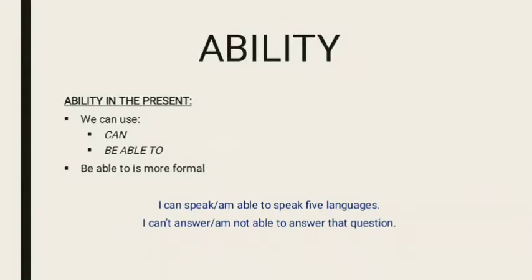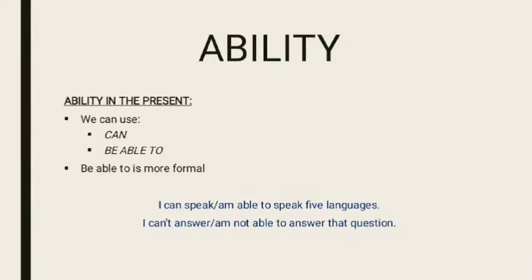Yang pertama, there are modal verbs which talk about ability. Jadi ada modal verb yang menjelaskan tentang kesanggupan. Untuk modal verbs yang menyatakan ability ini, we have can and be able to. Ketika menggunakan can dan be able to, ini menyatakan kesanggupan. Artinya adalah bisa.